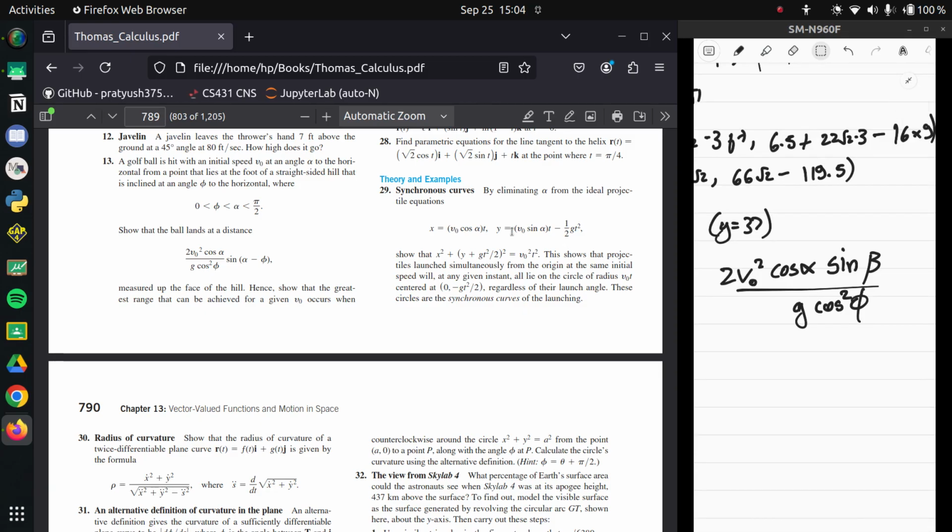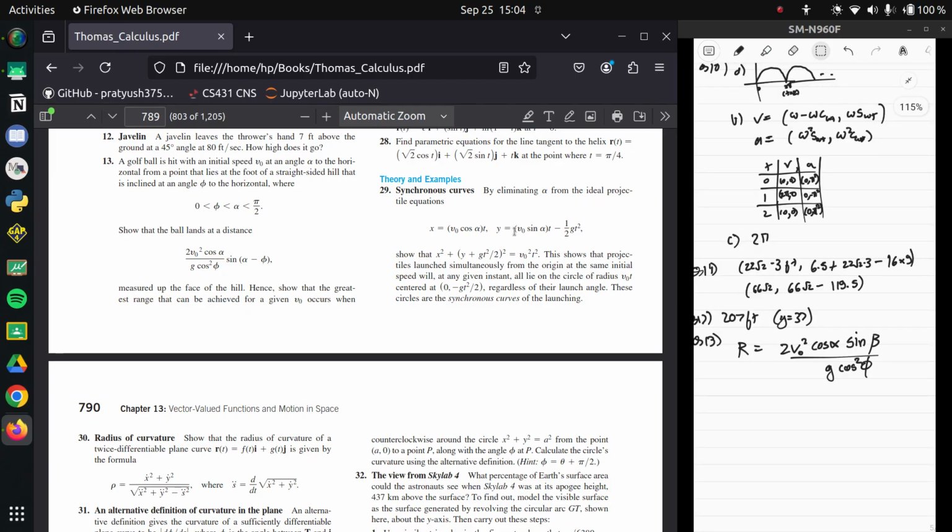So if phi was 0, this would just be beta is equal to alpha. So this just becomes 2v naught square sine square beta by g. This is a more general formula, it seems. Right, this is kind of nice. I should have remembered this. Now there's no point, but whatever. So this is the range for an inclined surface.